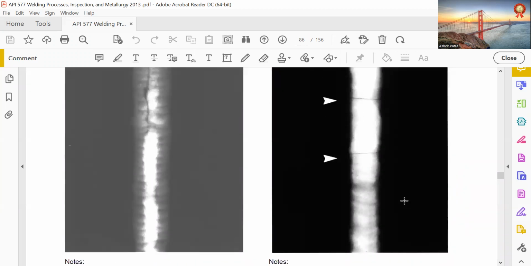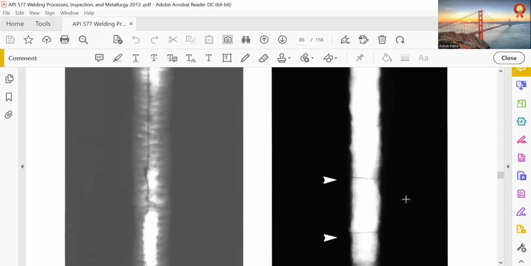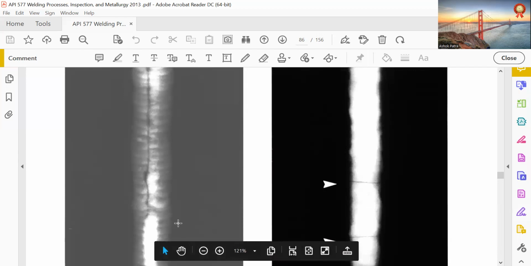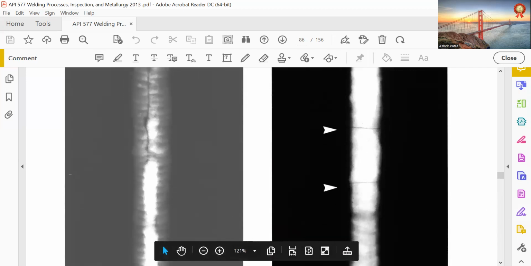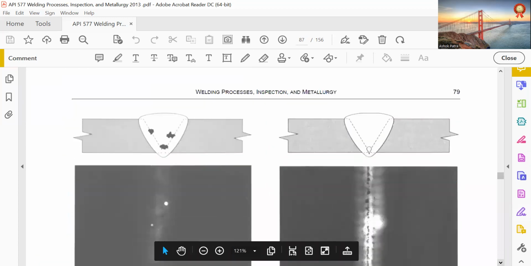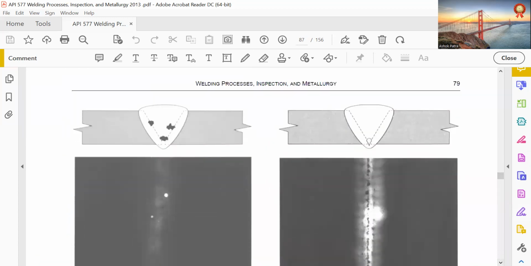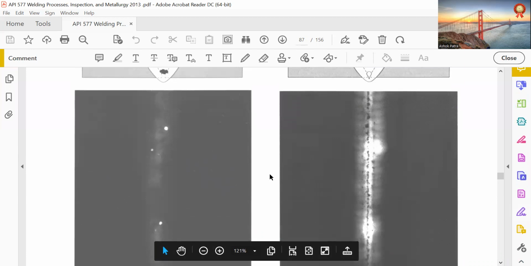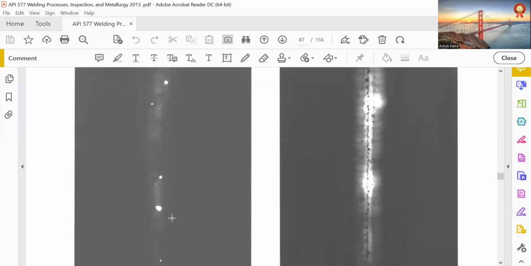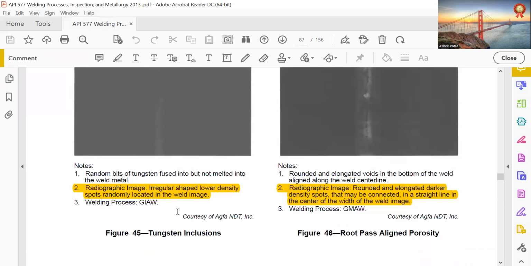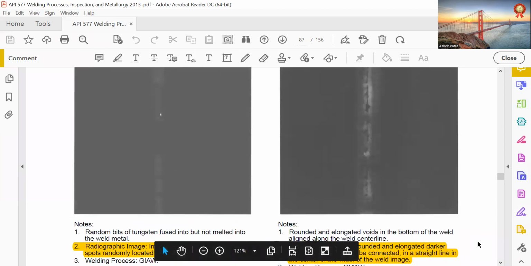So if it is undercut, it will travel the same in the root path, root toe. If it is LF, then it is a straight line. LF due to high-low and LF, so it will be a straight line. These are tungsten inclusions, and this is root pass aligned porosity.